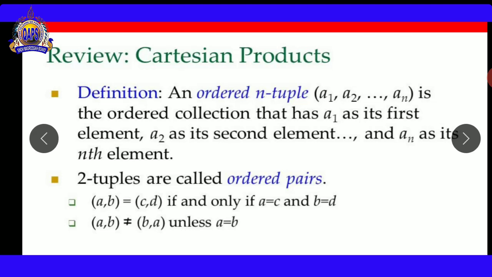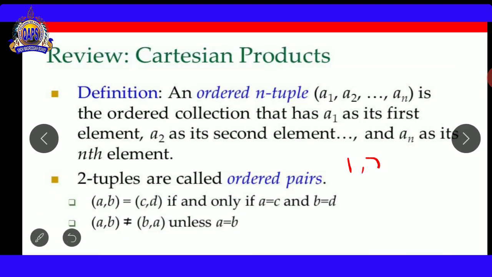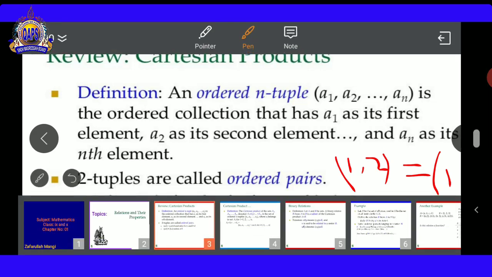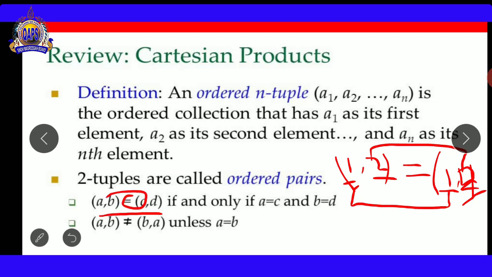So let's suppose, for example, (1, 2) is equal to (1, 2). So this 1 is equal to this 1, and this 2 is equal to this 2. So here this represents 2. Okay, this is 2. So when the first element is equal to the first element and the second element is equal to the second element, that's why we can say that these ordered pairs must be equal.